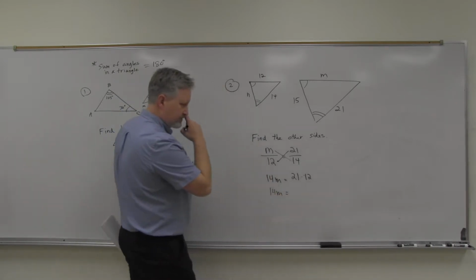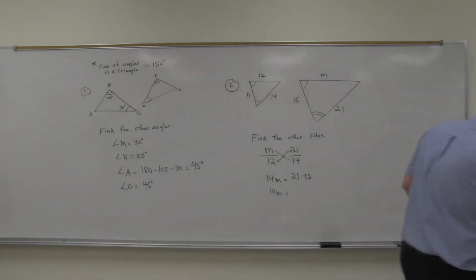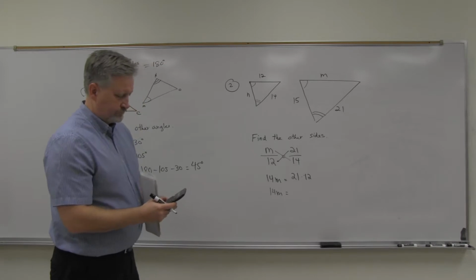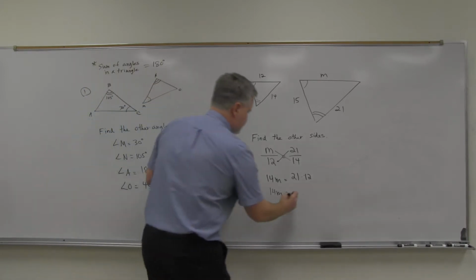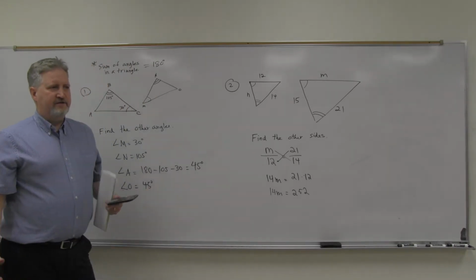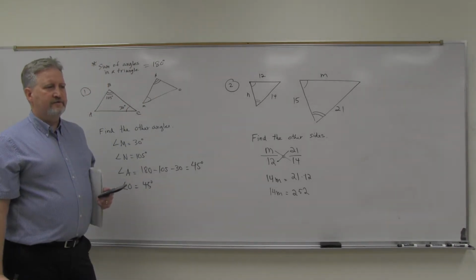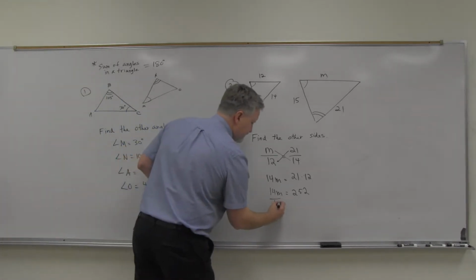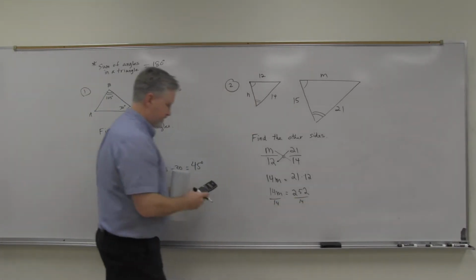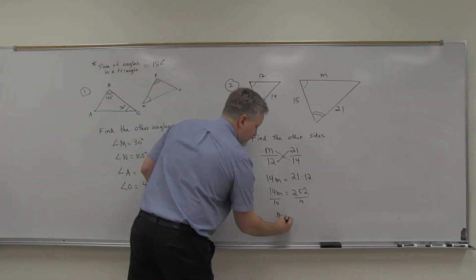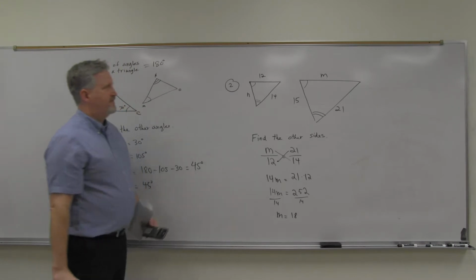Let's see, 21 times 12, what is that? 252. So see where we got that? Just cross multiply, and those cross products are equal. And then, of course, M would be divide off the 14, get 18. All right, so M's 18.